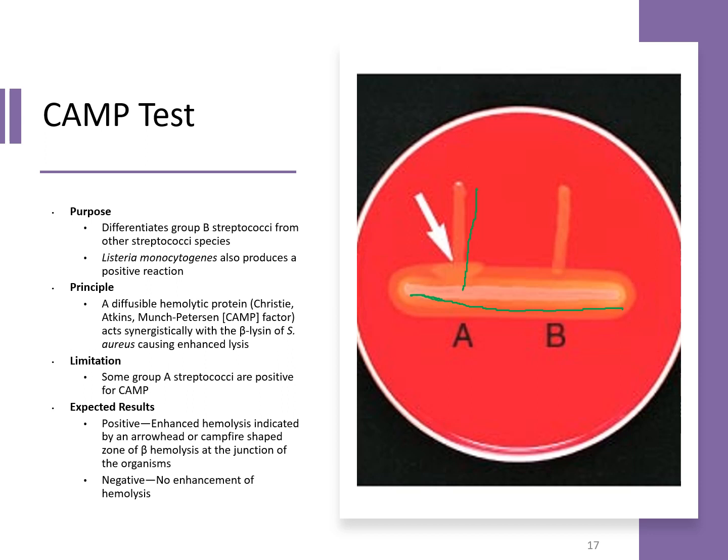And so what it will do will create what we call an arrow or a campfire type appearance, where it kind of expands out with that hemolysis. And then a negative, you would not see that enhancement of that hemolysis. So this would be considered positive, and this is negative.